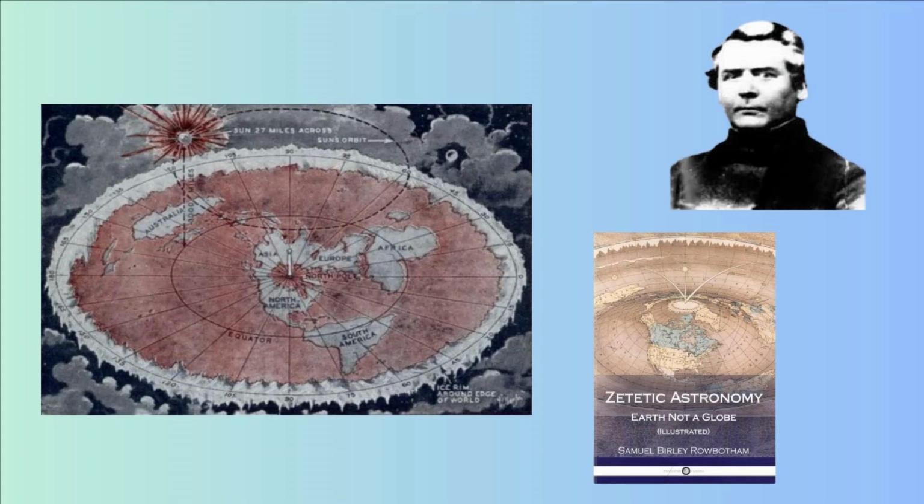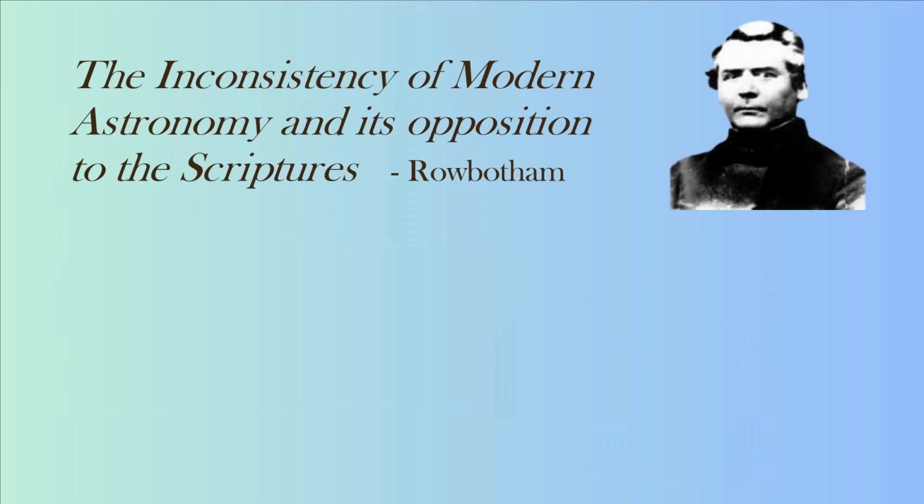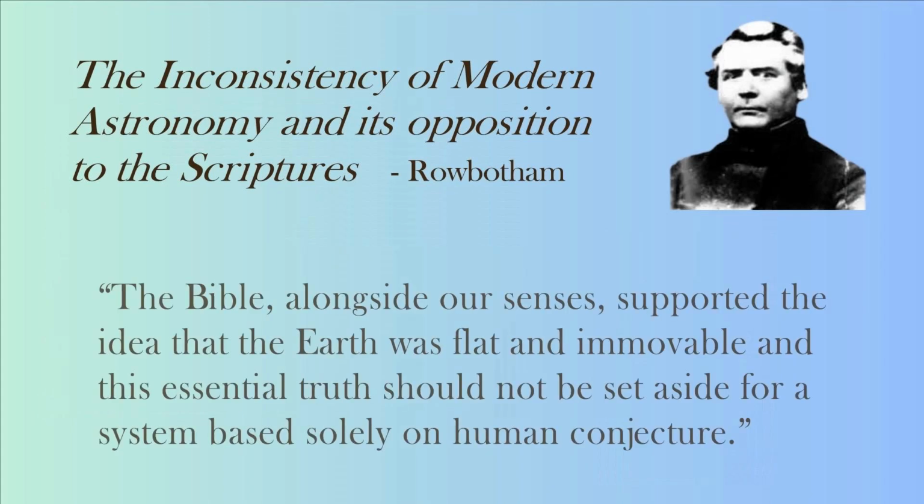Here's another point where several ice wall theorists disagree amongst one another. Is Antarctica the outer rim, or is it the seventh continent right at the front of the ice wall? And more importantly, what lies beyond this ice wall? Before we dive into any of these questions, I'd like to return to the theory's actual history, because Rowbotham also authored The Inconsistency of Modern Astronomy and its Opposition to the Scriptures, which explains a little more about where he got his theories from. I quote, "The Bible, alongside our senses, supported the idea that the earth was flat and immovable, and this essential truth should not be set aside for a system based solely on human conjecture."